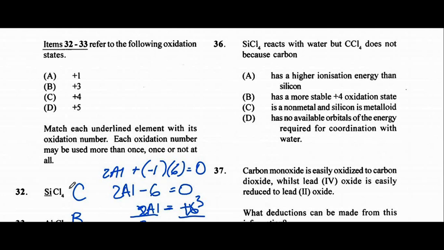A, has a higher ionization energy than silicon; B, has a more stable +4 oxidation state; C, is a nonmetal and silicon is a metalloid; D, has no available orbitals of the energy required for coordination with water. And there we go, we got D as our winner. 36 is D.